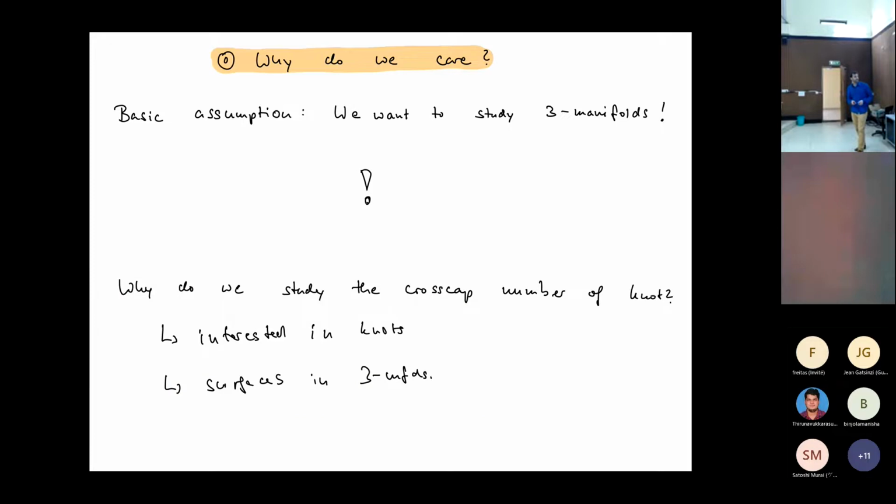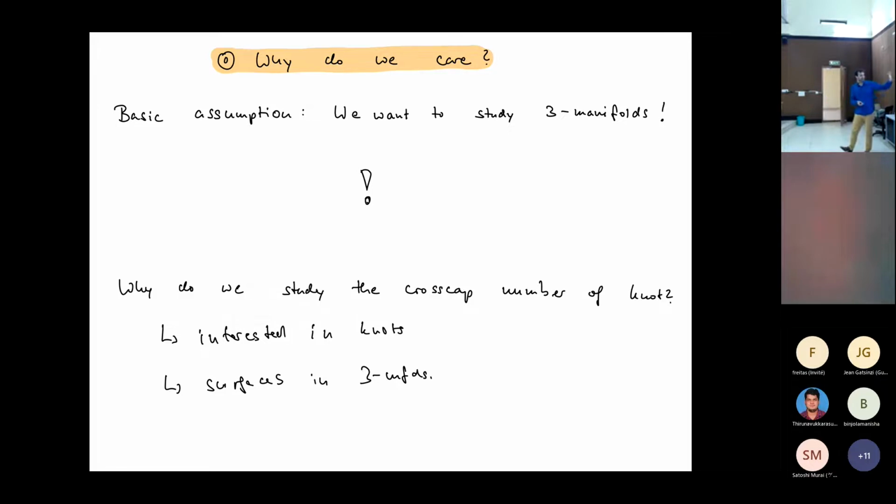Okay, so first, why do we care about 3-manifolds? Well, I have a basic assumption that everybody here likes manifolds, so likes 3-manifolds. Some people have strong opinions about a particular dimension they find nicer than others.